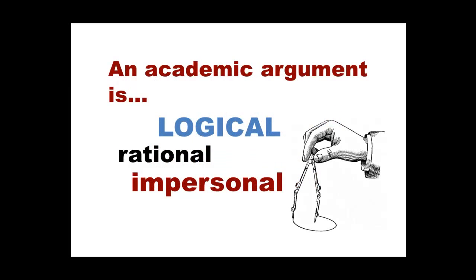An academic argument should always be three things. Firstly, logical and based on good reasoning. Secondly, rational, so evidence is observable and verifiable. And thirdly, impersonal, based on evidence and not on personal feeling.